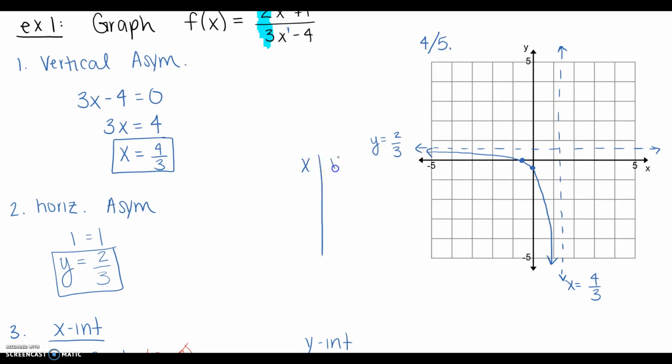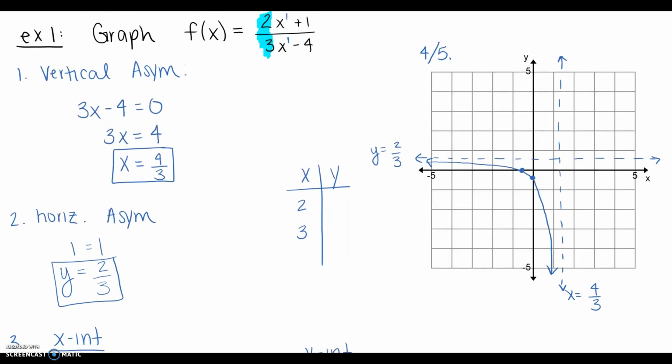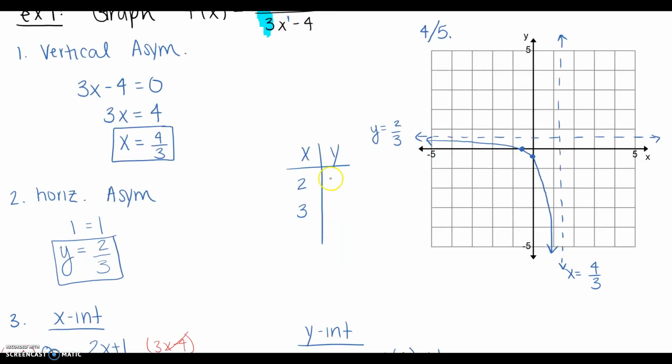So I'm going to make a table X, Y. And if I wanted to, I could pick points over here to make my graph more accurate. Or if I'm feeling pretty good about my graph, I need to pick some points to the right of my vertical asymptote now, so that I know exactly where I need to plot the rest of my function. So I could pick points like 2 and 3. And what I'm going to do now is substitute these into my equation. So if I substitute 2 in for x, what's 2 times 2 plus 1 divided by 3 times 2 minus 4? You should get 2.5.